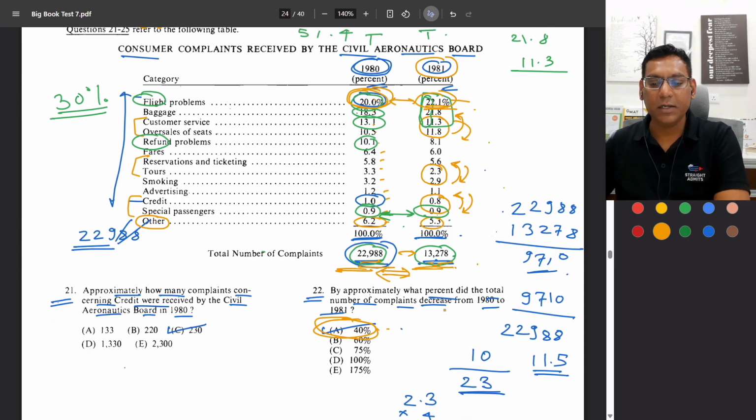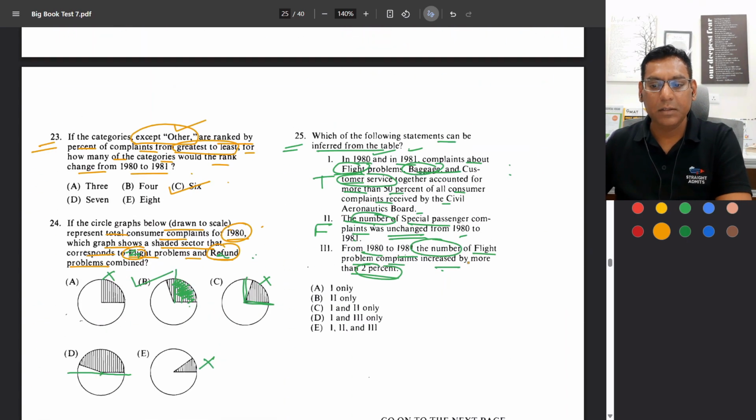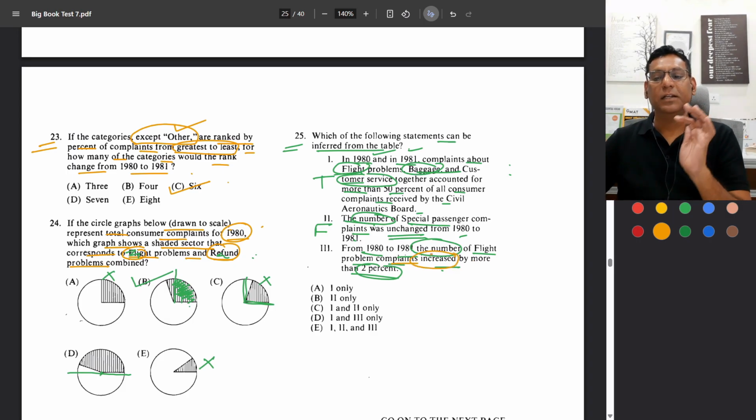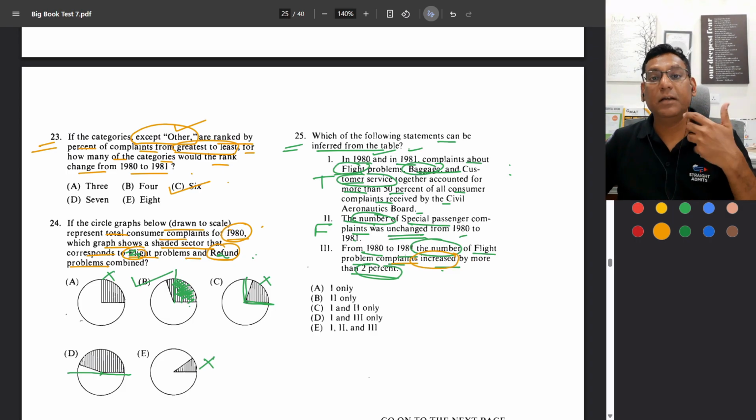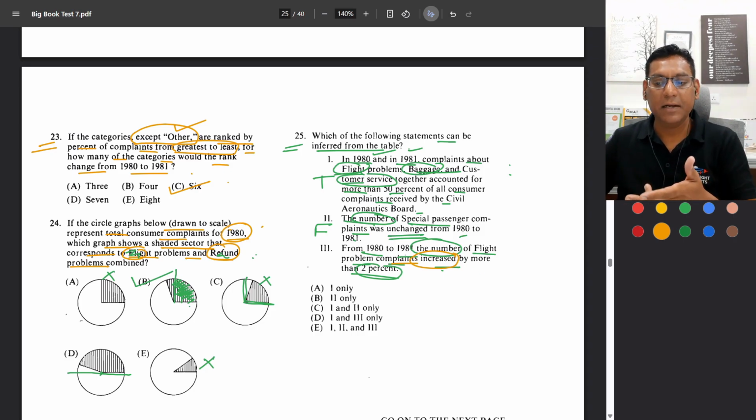So what are they saying? The complaints increased. First of all, that itself is wrong. It did not increase, it decreased, so that is wrong. And an increase by more than 2% is definitely not correct, because there is a decrease, so this is false.